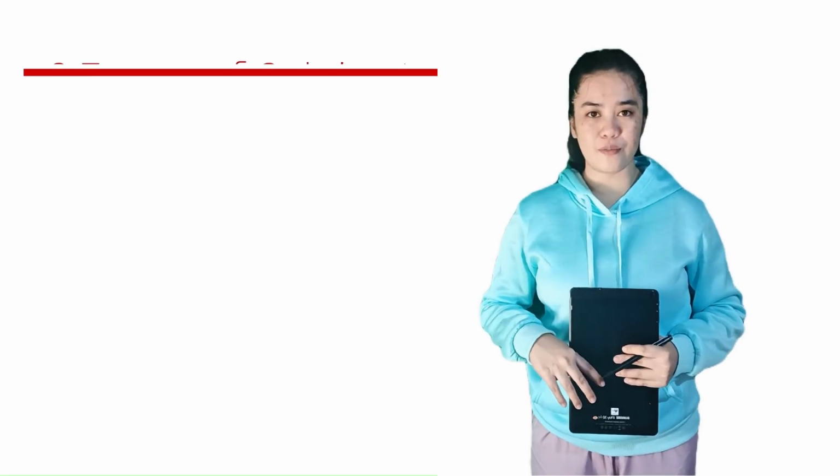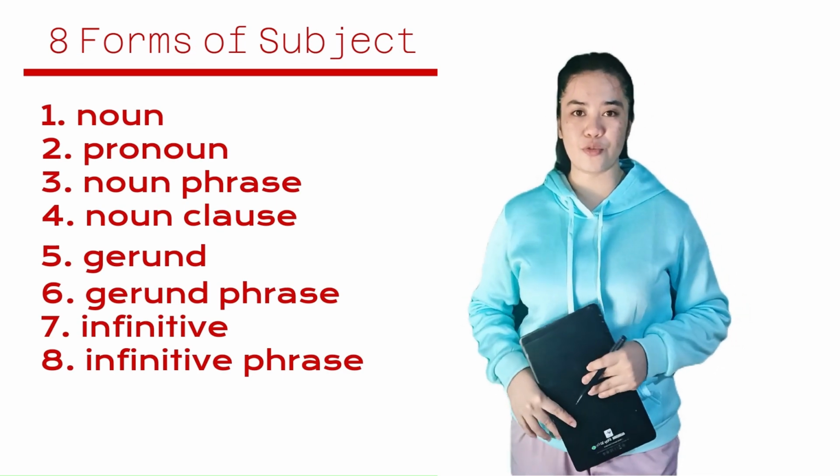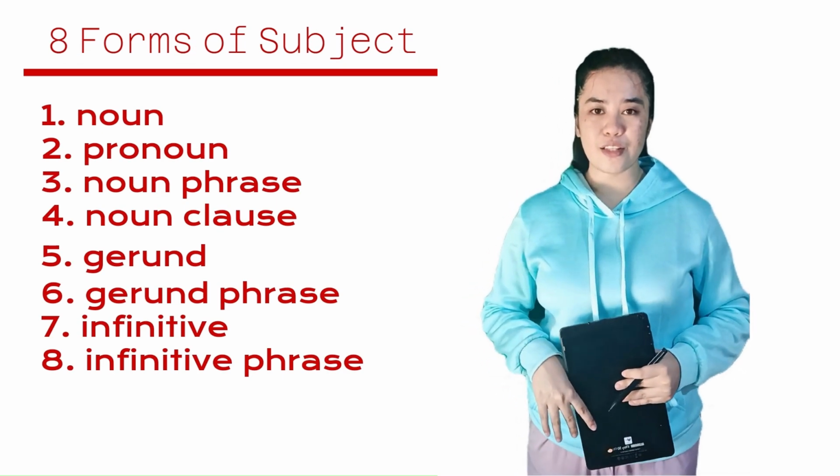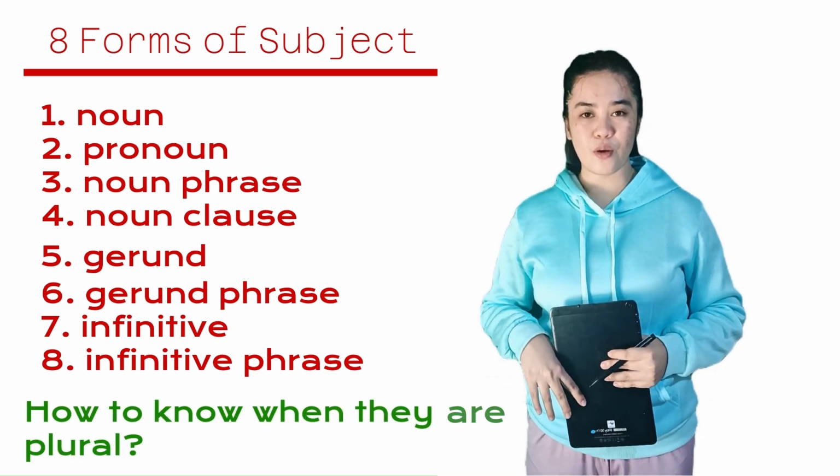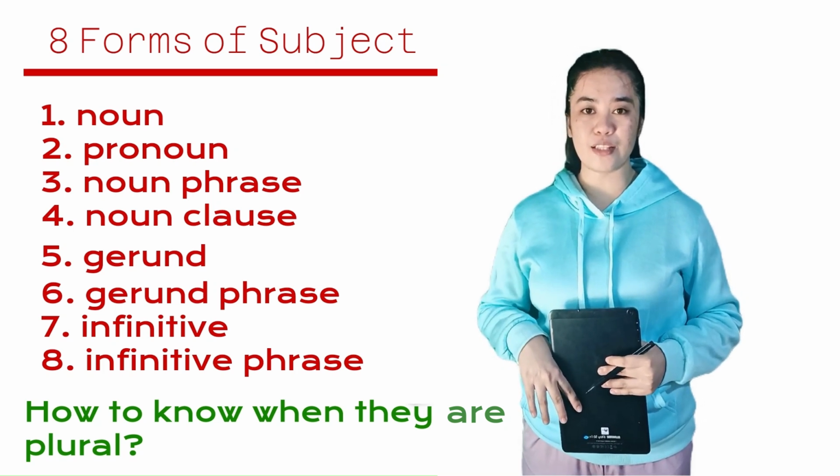And there you have it. We've covered the 8 different forms of subjects in a sentence. Understanding these will greatly enhance your sentence construction skills. In the next video, we'll discuss how to identify when these forms are plural.